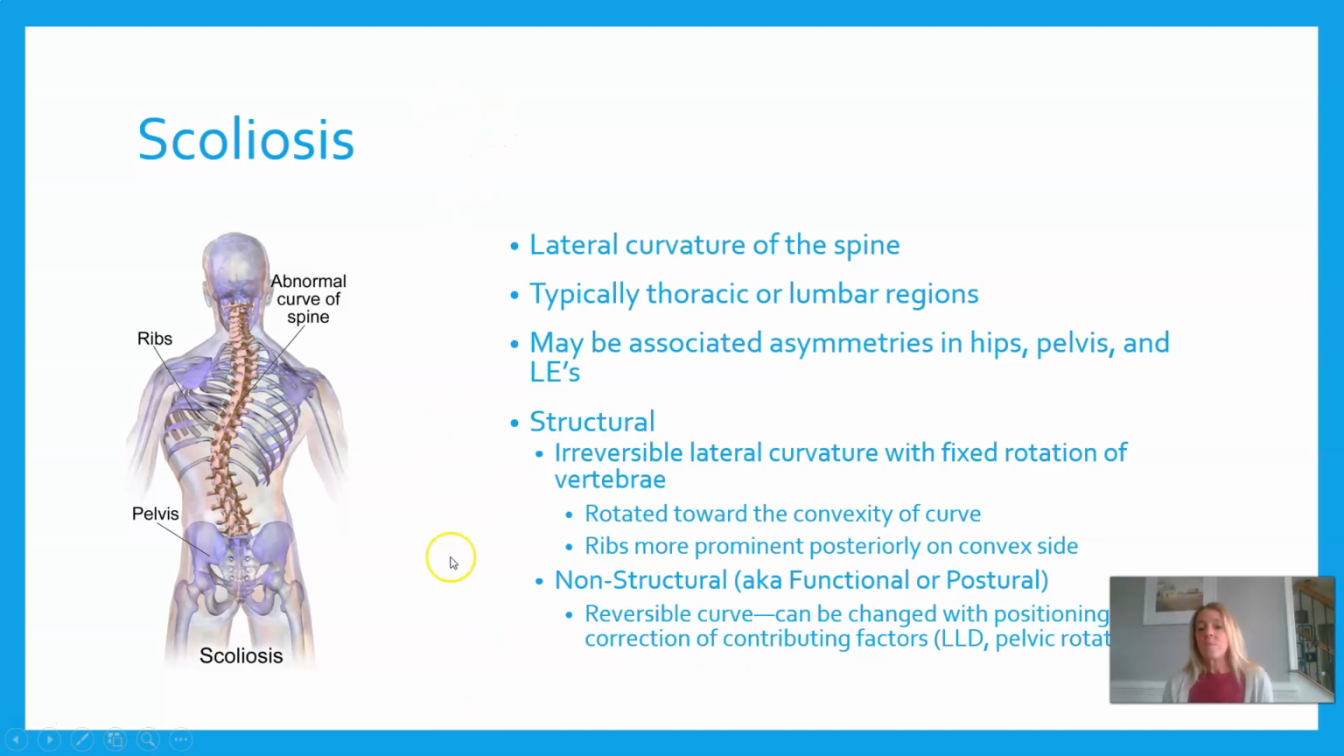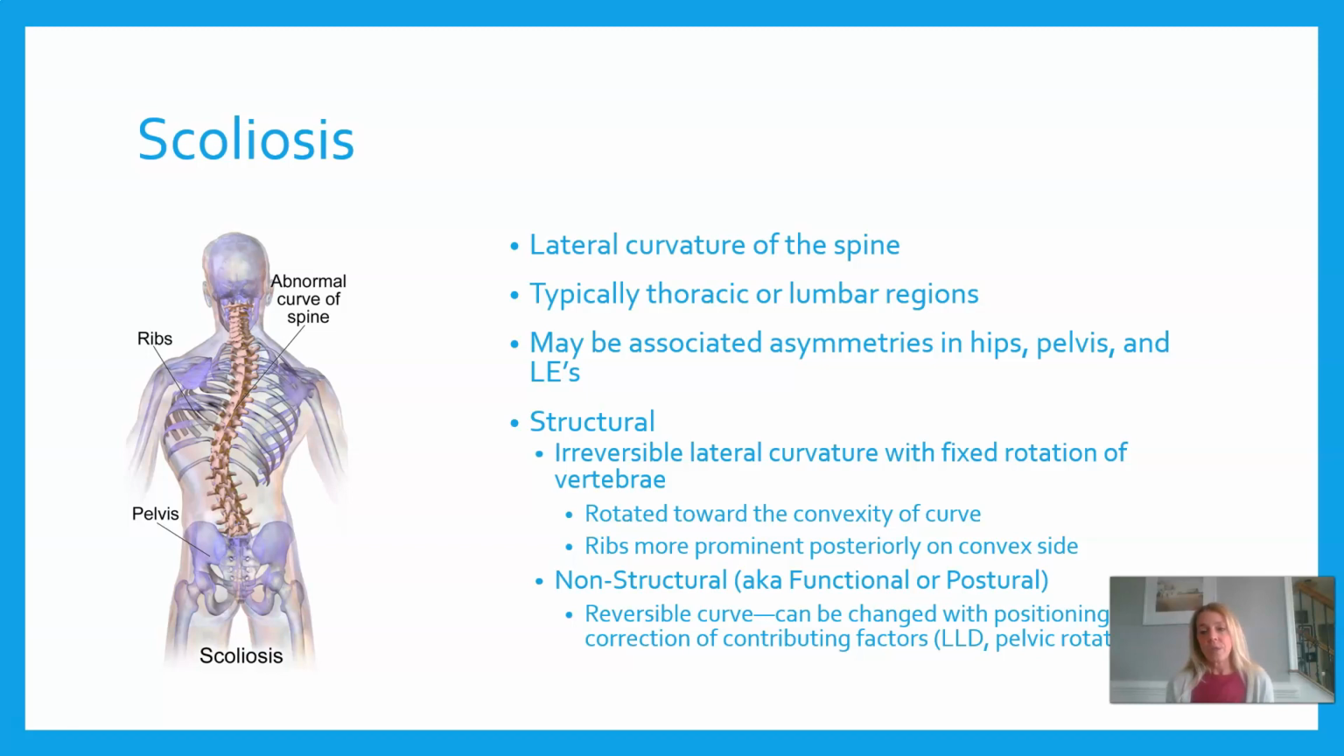All right, so those are more of your increased curves and poor posture. Now I want to talk a little bit about scoliosis. This is a different curve in the spine. This is more of that lateral curvature of the spine, typically in the thoracic or the lumbar areas of the spine. It can also be associated with asymmetries of the hip, pelvis, and lower extremities.